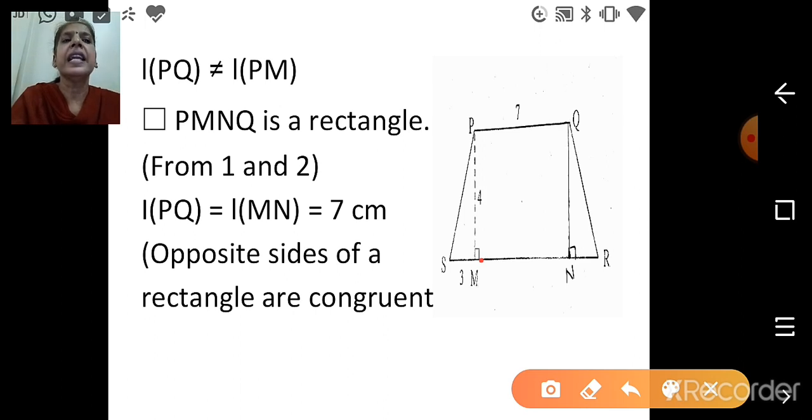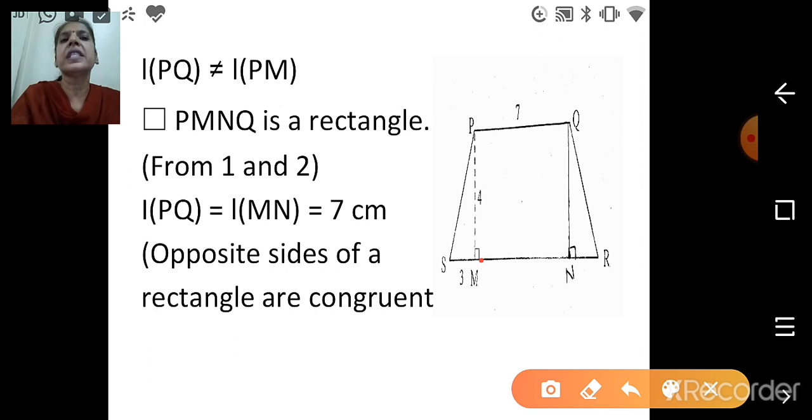And a rectangle has length and breadth. One you can take as PQ, the other as PM. So I have written here that length PQ is not equal to PM. Now remember that this quadrilateral which is formed is a rectangle, and we know opposite sides of a rectangle are congruent. So PQ is equal to MN, which is 7 centimeter. The reason: opposite sides of a rectangle are congruent.